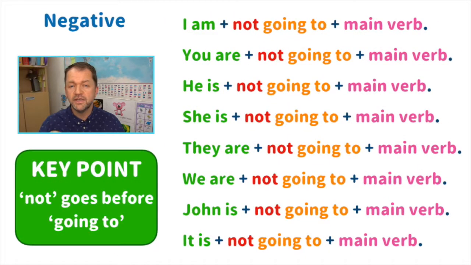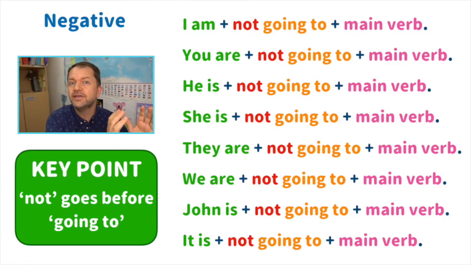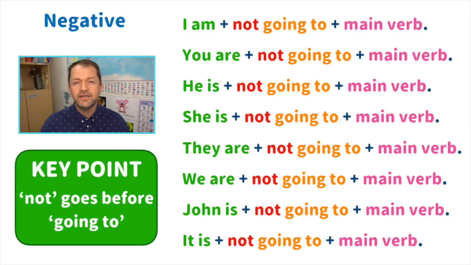The negative pattern. Now this is when you're using not. So basically it's the same as before, but you say, I am not going to go shopping, for example. So the key point, as you can see from the box down here, you always put not before going to. Here is another example sentence. I'm not going to have dinner tonight because I had a big lunch.